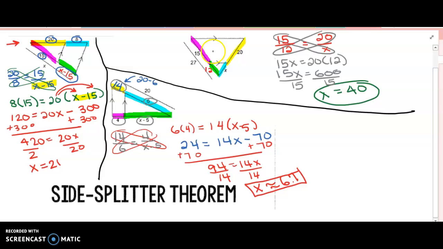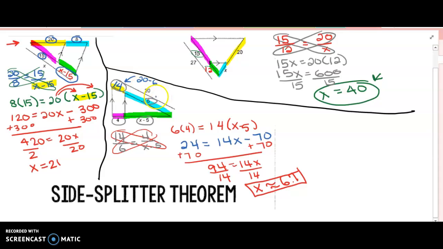All right, so this is what you should have gotten for the other two. So if this whole thing is 27, this is 15, of course this has to be the rest, to where 12 plus 15 is 27. So you set it up, 15 over 12 equals 20 over x, and you should get x is 40. Okay, down here, don't freak out if you get a decimal. It's a big, long, scary looking number, but it's okay.